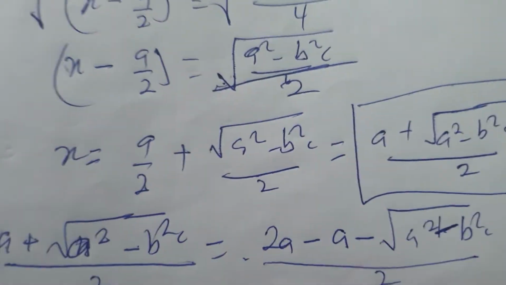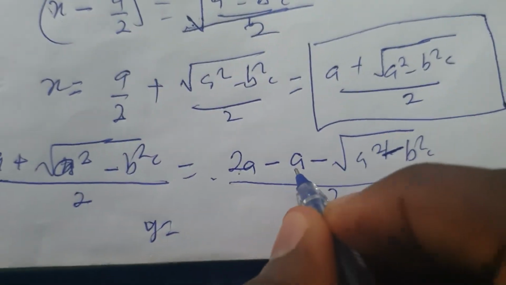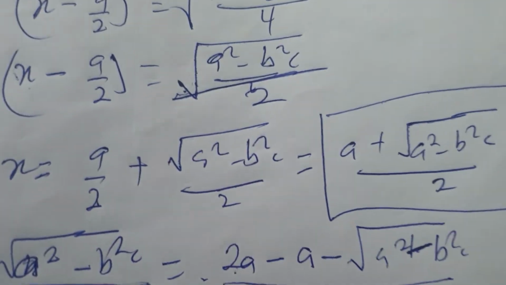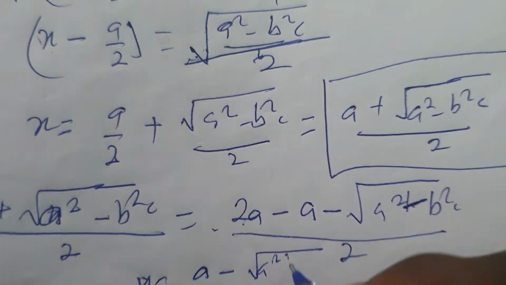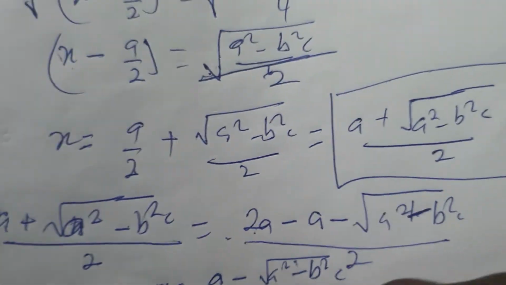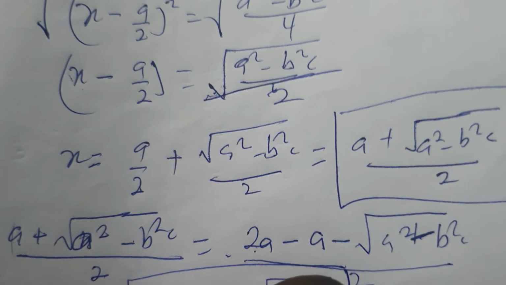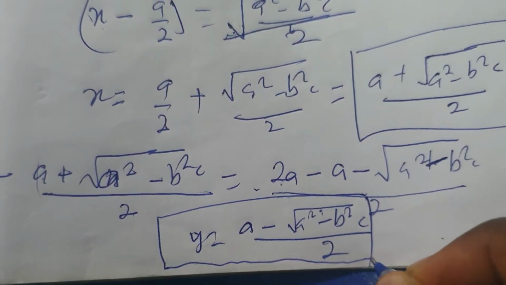And now we can simplify this. 2a minus a is a. So we have a minus root a squared minus b squared c all on 2. And that will be our value for y.